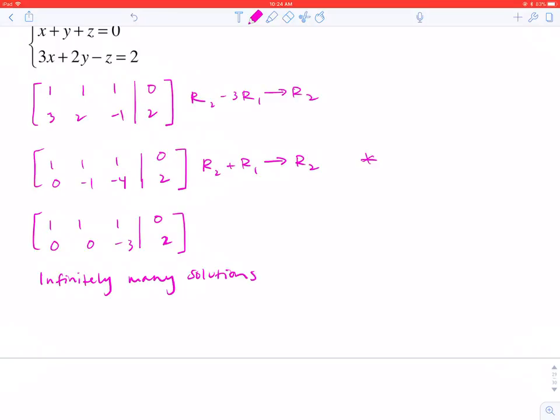We can let z equal a. Okay. And if I go back up to, I'm going to get rid of this matrix, actually. It's not very helpful.